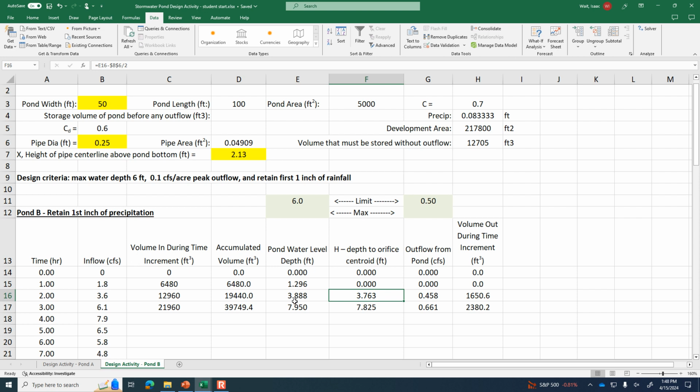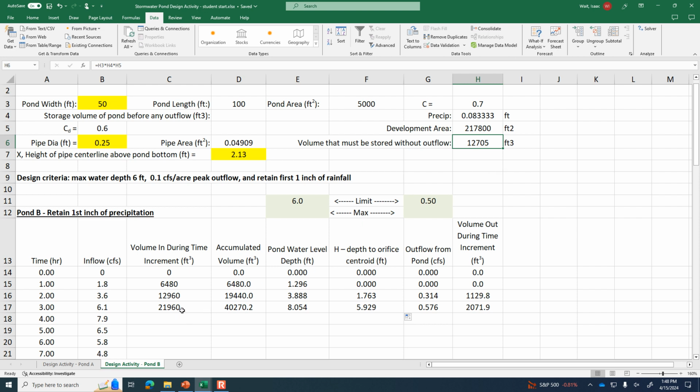So now it is. Now you can see the depth is 3.888. So now H is that minus this value. So that is going to change our outflow. So we see how much storage volume is there before flow starts going out? Well, we start to see a little bit of flow out now that it's up to 19,440. So we can feel pretty good about the fact that we do have that dead storage down at the bottom.